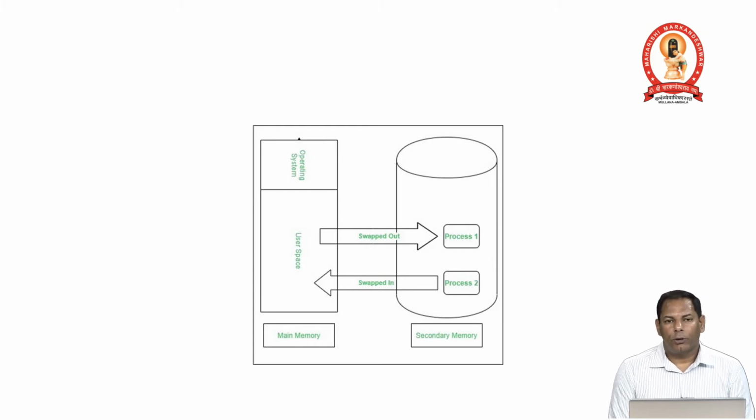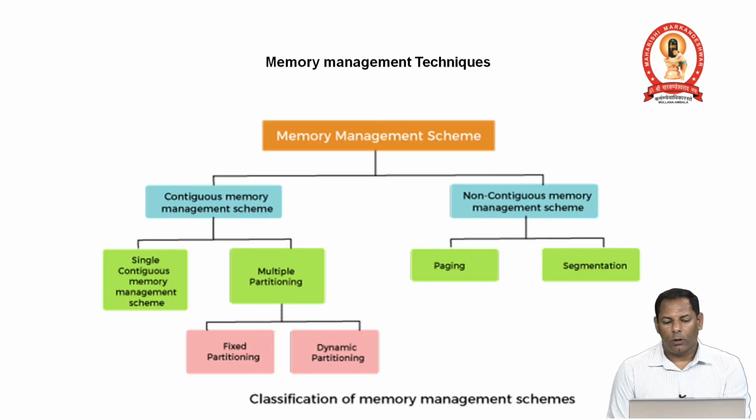We will study this topic later, but for now, these are the techniques used for memory management schemes. The first one is continuous allocation, and the other one is non-continuous allocation. In case of continuous allocation, there are two schemes: single allocation and multiple partitioning. In multiple partitioning, we have fixed partitioning and dynamic partitioning. And in case of non-continuous memory management schemes, we have paging and segmentation.